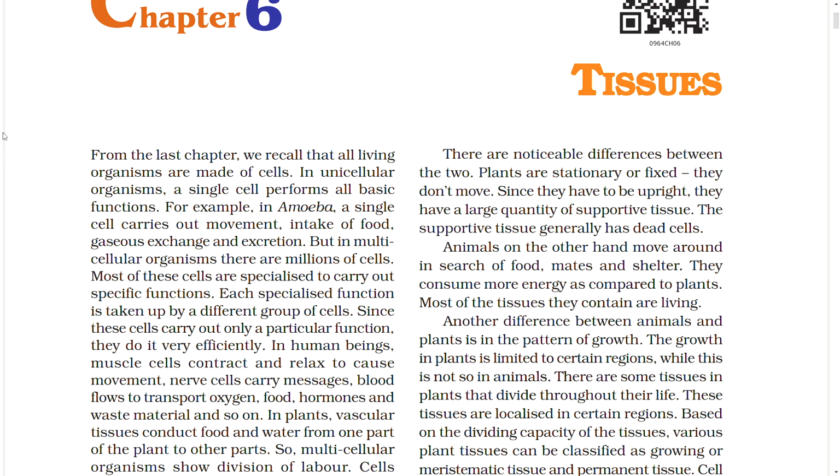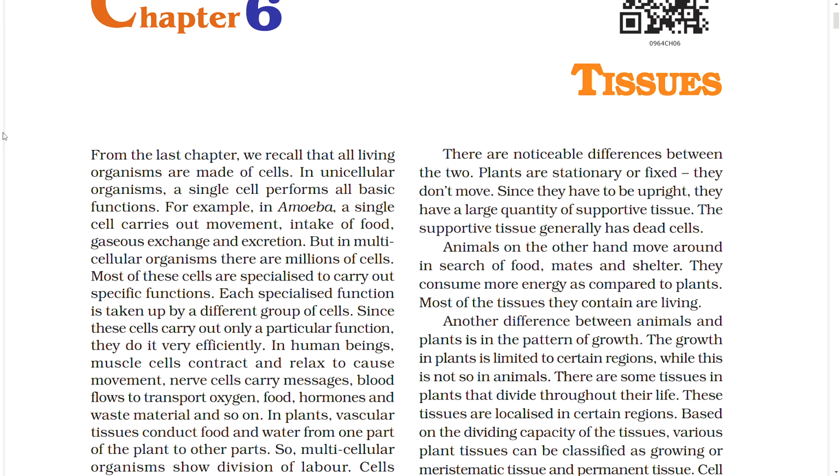Animals, on the other hand, move around in search of food, mates, and shelter. They consume more energy as compared to plants. Most of the tissues they contain are living. Another difference between animals and plants is in the pattern of growth. The growth in plants is limited to certain regions, while this is not so in animals. There are some tissues in plants that divide throughout their life.